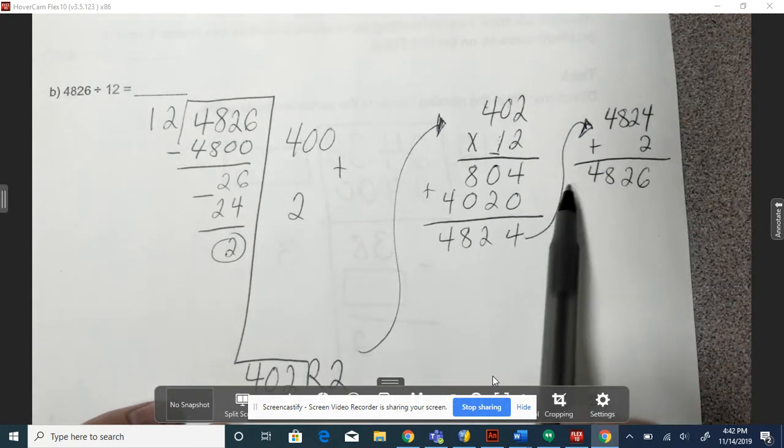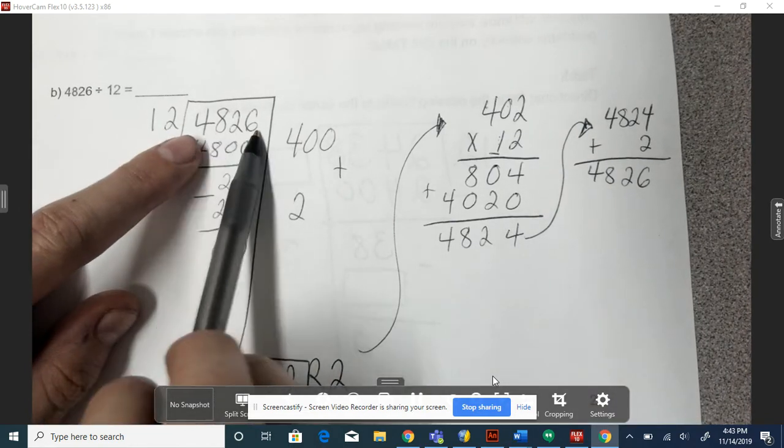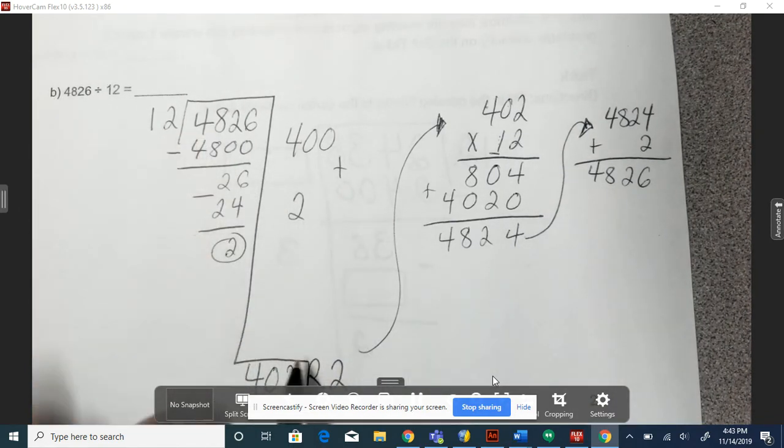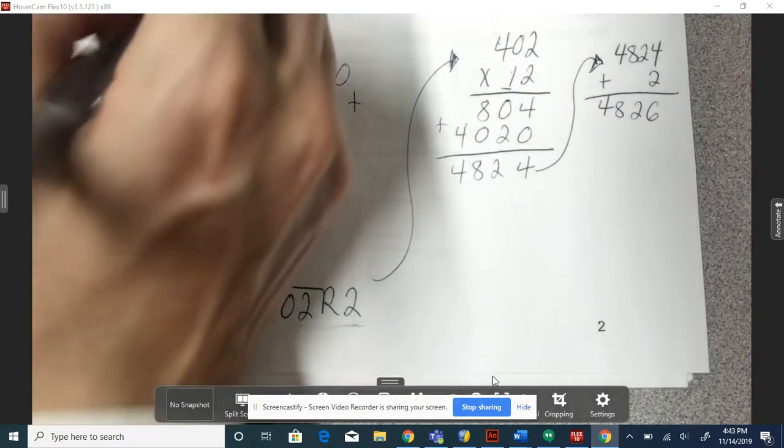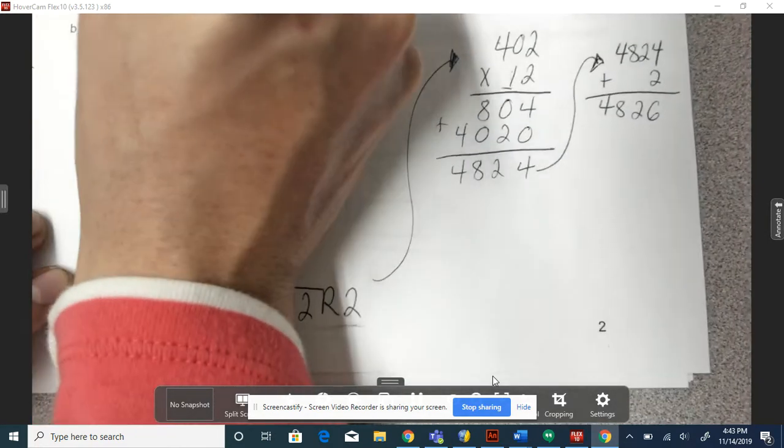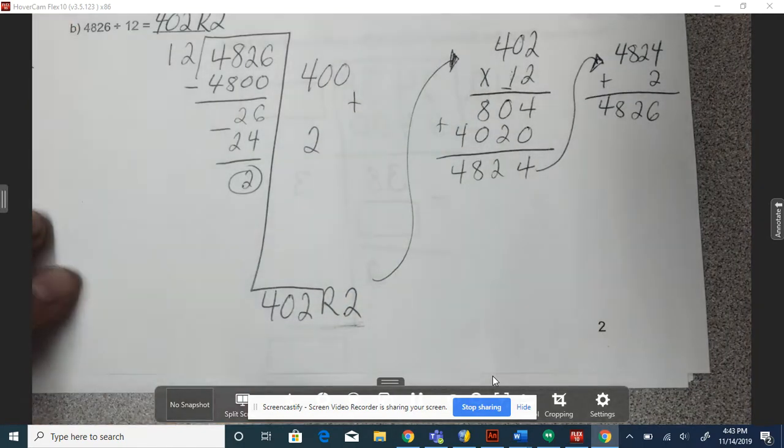Oh, look at that. This is the number we had originally started with. So that means our quotient right here, 402 remainder 2, is correct. So I'm going to write 402 remainder 2 on the y, because that is our quotient.